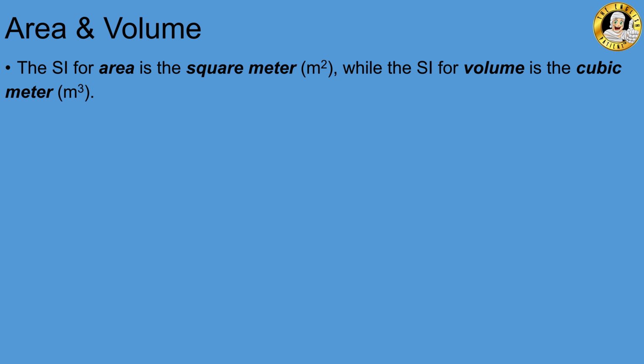The SI unit for area is the square meter. It can also be called meters squared. So this would be written as m with a superscript 2. And the SI unit for volume is the cubic meter and can be read as meters cubed. And this will be m with a superscript 3.